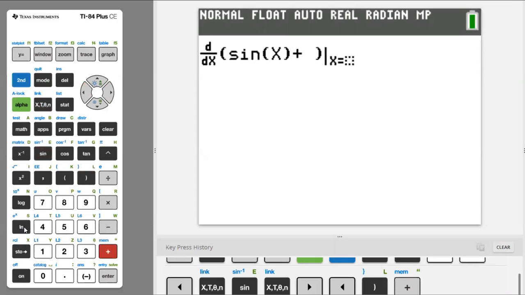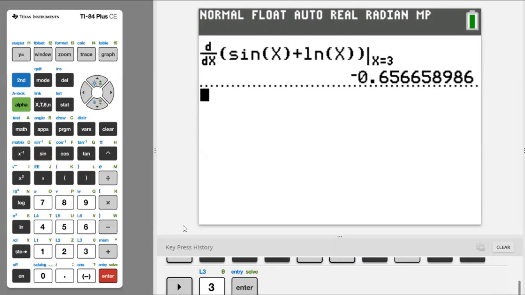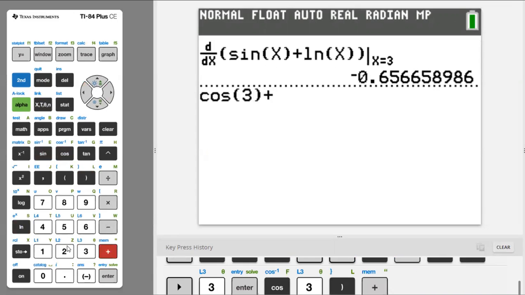Got to type in ln, which is right here on the left, ln of x. Then I'm going to hit over, and I want it to be at the value of 3. Hit that, I get that. Now let's see if that's the same, because I said it was cosine of 3 plus 1/3. I think it's what we had. So plus 1 divided by 3.